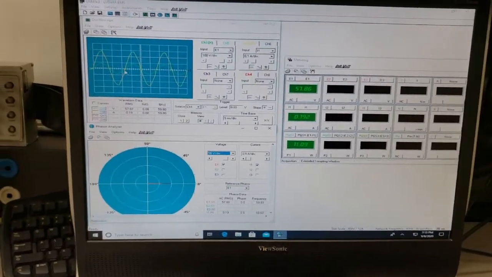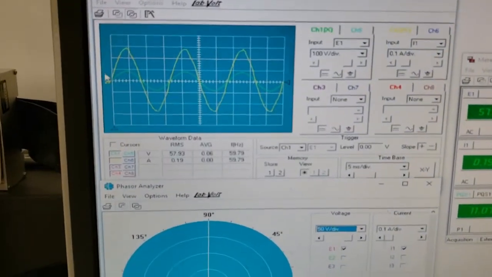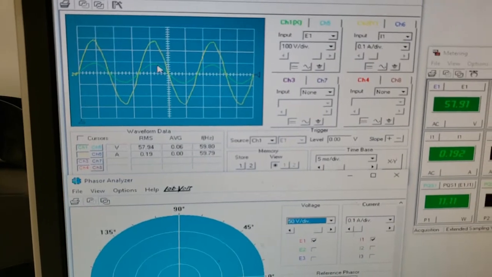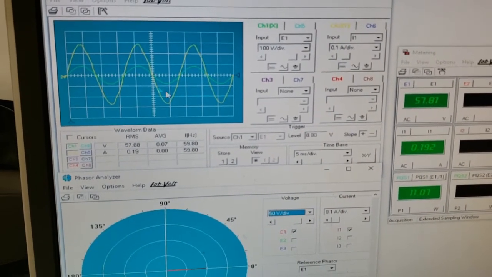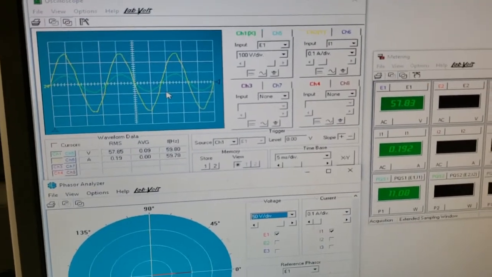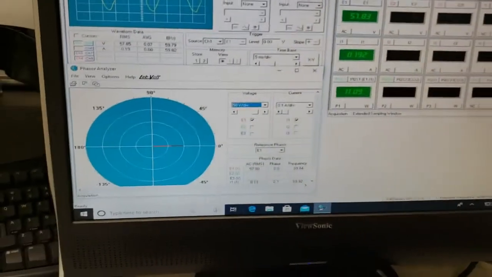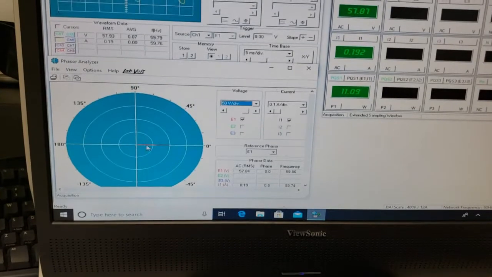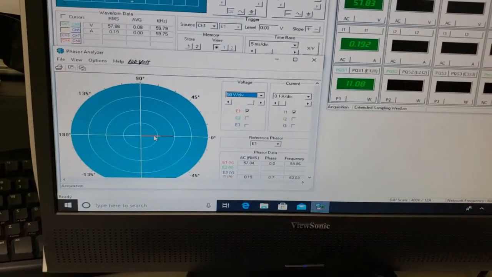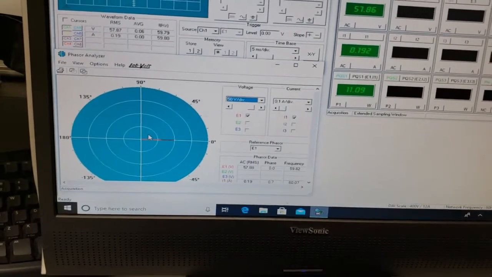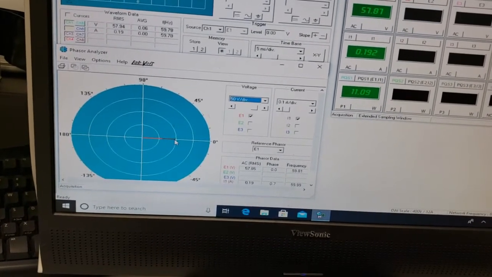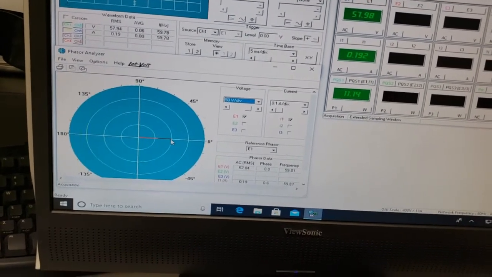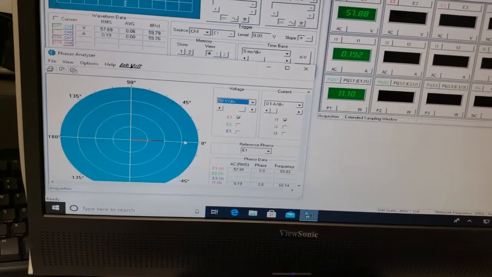And then we also have our oscilloscope window. See that the voltage and current waveforms are in phase with each other. Okay, and that's the most important thing to see from this, that they're in phase with each other. And finally, you can also see that they're in phase through this phasor analyzer window. This is the voltage waveform, and the current one is extended a little farther out because we have it at 0.1 amps per division.